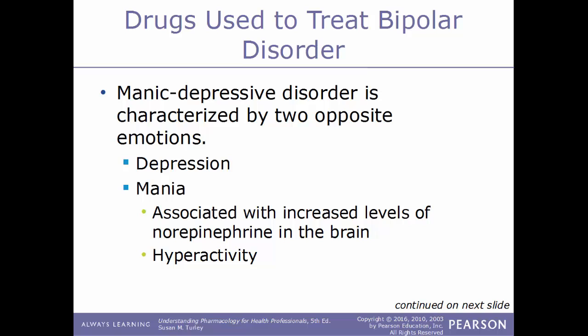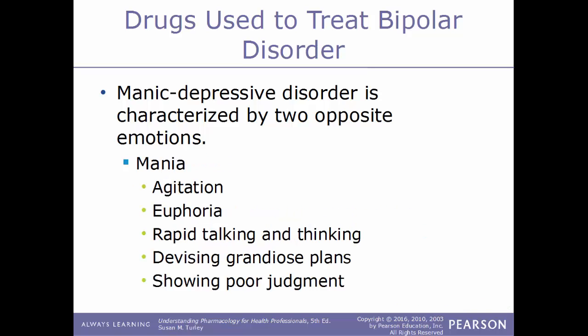All right, now we'll talk about drugs that are used to treat bipolar disorder. Now, bipolar disorder is also known as manic-depressive disorder. It's characterized by two very opposite emotions, depression and mania. And the manic stage of the disorder is associated with increased levels of norepinephrine in the brain and also hyperactivity. Also very common in the manic stage: agitation, euphoria, rapid talking and thinking, devising very grandiose plans, and also showing very poor judgment.